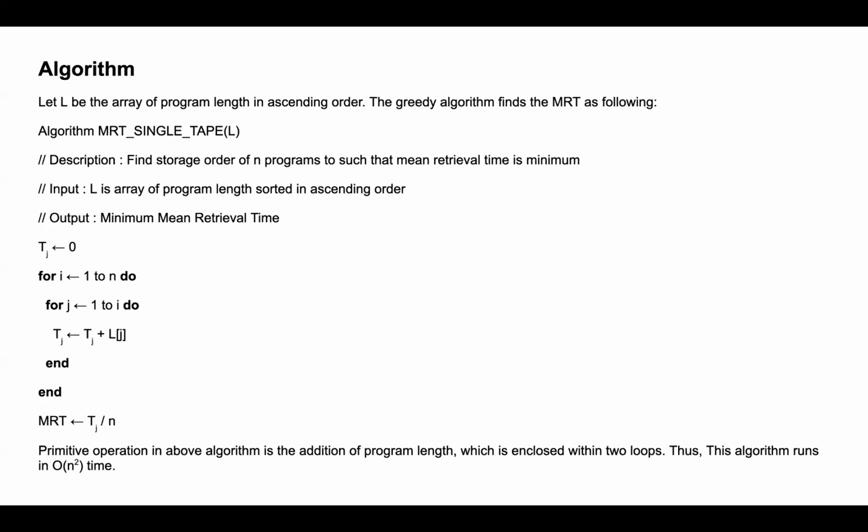Thus the algorithm runs in big O of n square time, because two for loops are there, n into n comparisons and n into n operations will be there. So the time complexity for this algorithm will be big O of n square.